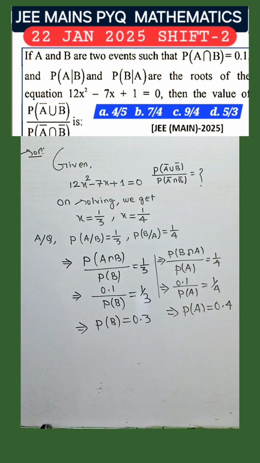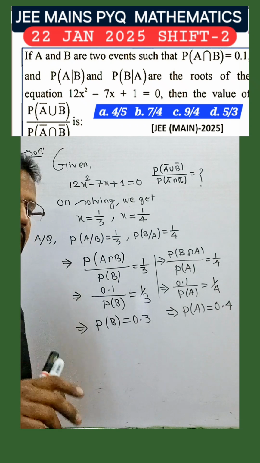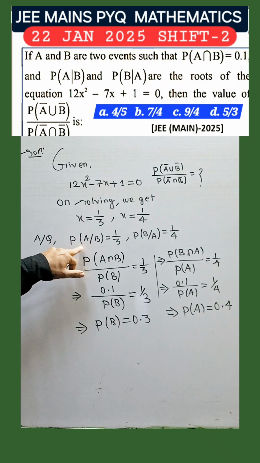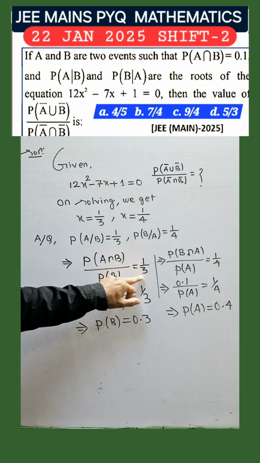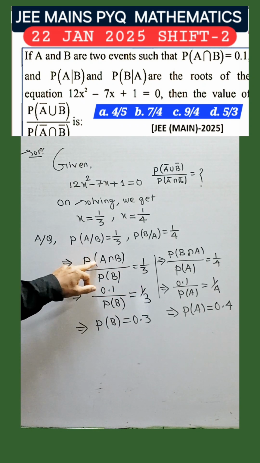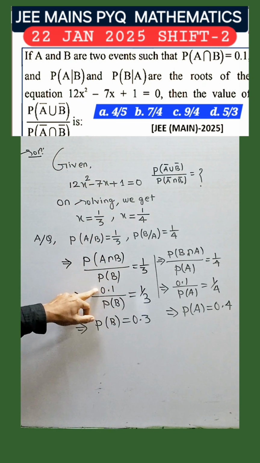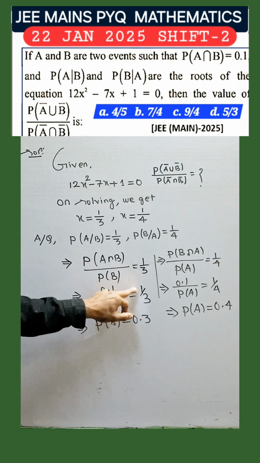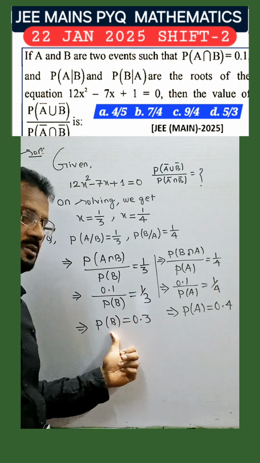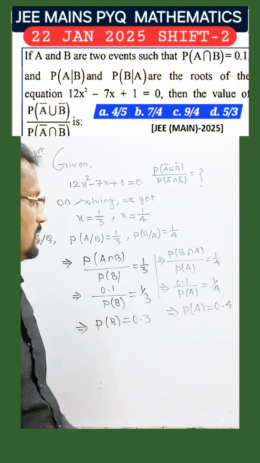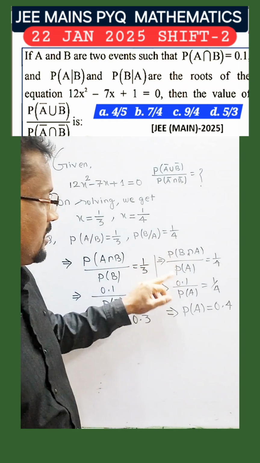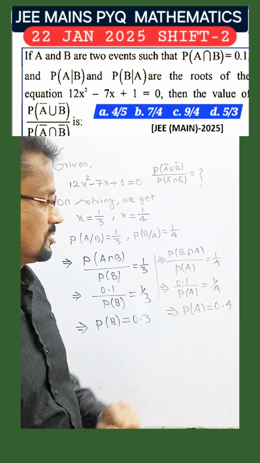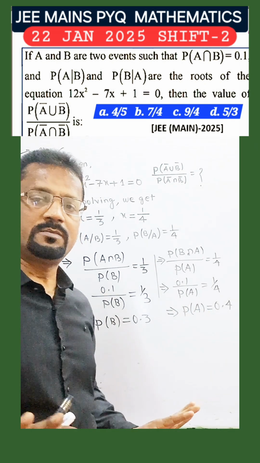Now, at first you try to get the value of the probability of B as well as the probability of A. The conditional probability definition is known to us: the probability of A intersection B by the probability of B equals 1 by 3. The intersection probability given in the question is 0.1, so 0.1 by the probability of B equals 1 by 3, and then the probability of B is equal to 0.3. Similarly, here also if you apply the conditional probability definition, you will get the probability of A equals 0.4. So almost we have done.